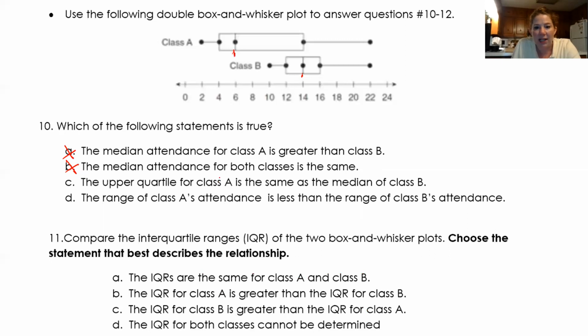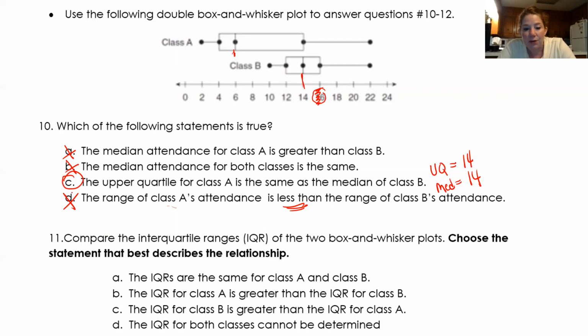The upper quartile for class A, so the upper quartile is here for class, oh, I'm sorry, that's class B. No. The upper quartile for class A is 14. Is that the same as the median for class B? The median for class B is also 14. That is a correct statement. And then finally, the range of class A's attendance is less than, well, you can tell by how long that box is, it's going to be greater than class B. So D cannot be true.